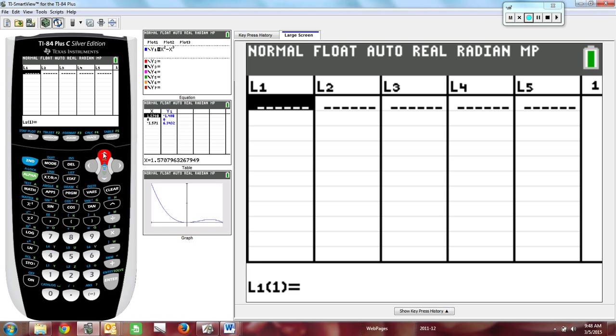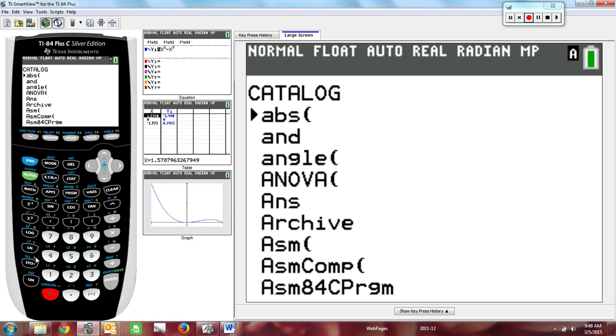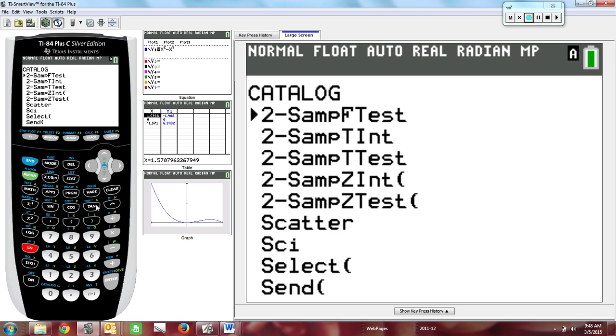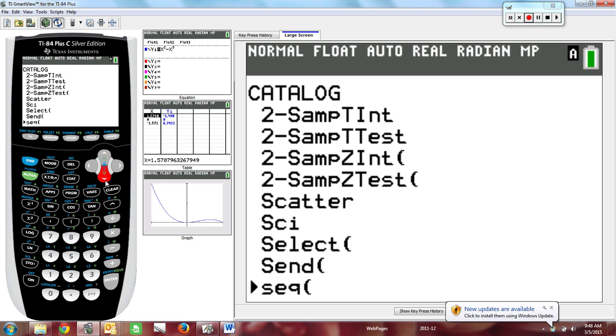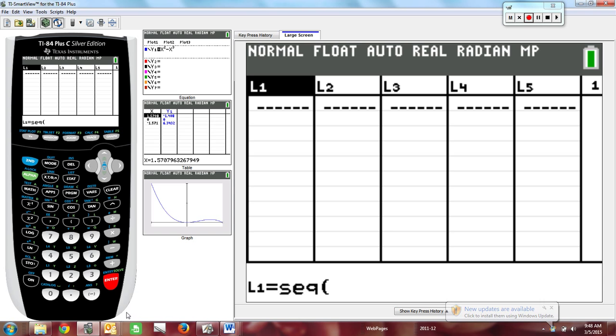Now you actually can do this using a command in your catalog. I'm going to go to my catalog just to show you something. We type in S because I want to go to the S in the alphabet, and I'm going to go down until I get to sequence. And so I'm going to choose that command. I'm saying L1 is going to be a sequence because I'm going 1 to 4. This is going to be my variable x, and I want x to run 1 to 4.